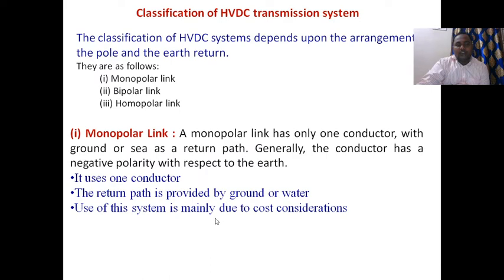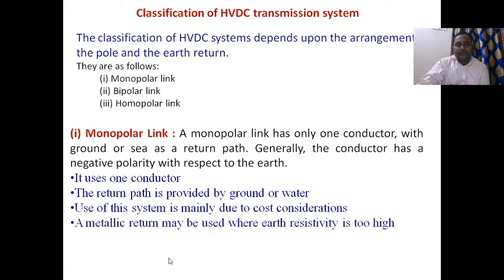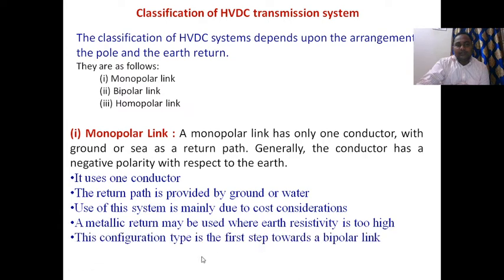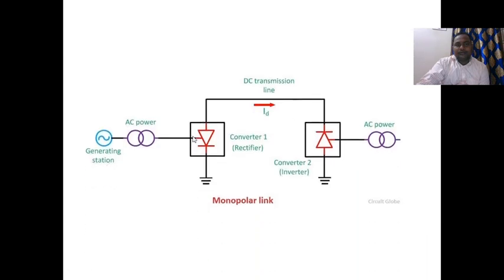Use of this system is mainly due to cost considerations. A metallic return may be used where earth resistivity is too high. This configuration type is the first step towards a bipolar link. This is the first step to go to the bipolar link. So this is a monopolar link.